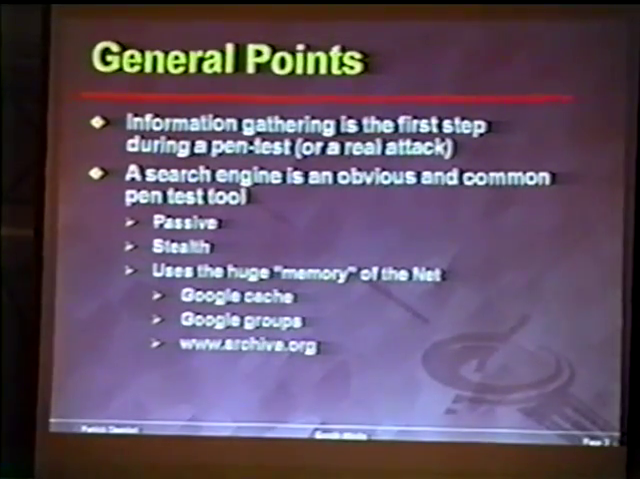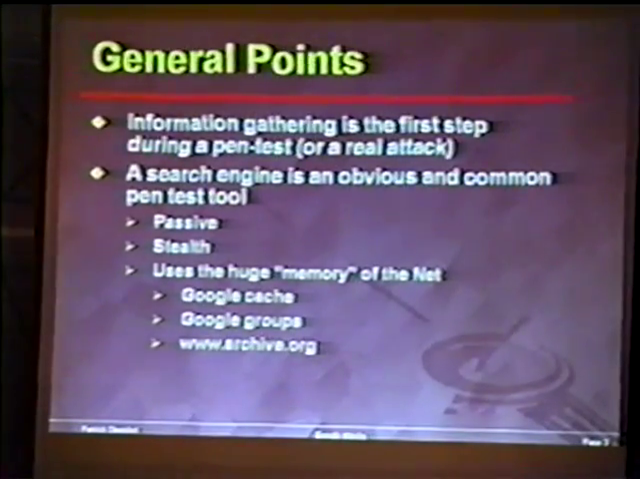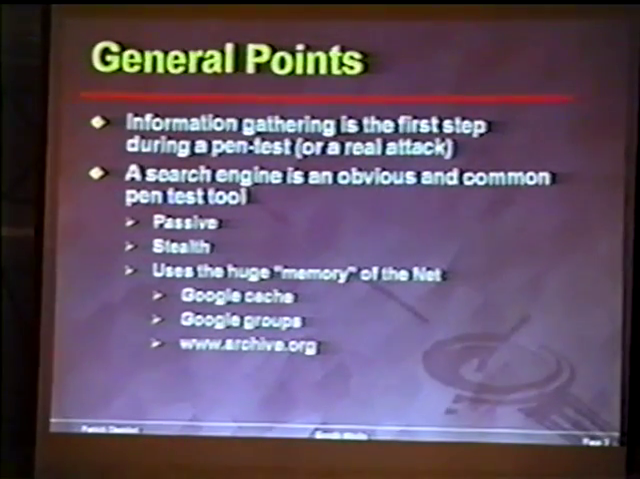And the search engine uses, in fact, the memory of the net. Everybody knows that it's a non-volatile memory on the internet. If you posted a message on a news group 10 years ago, it's still there. So you were young, you made a mistake, it's still there.